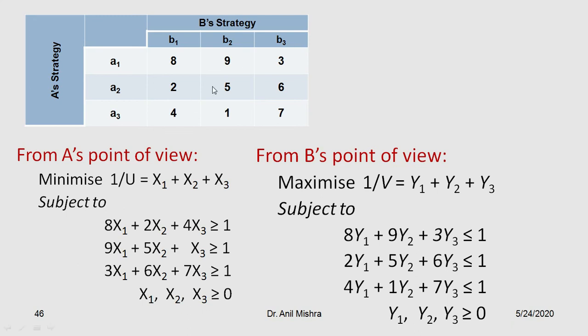Let's say this is the given payoff matrix. This is the payoff of your A matrix. Therefore, from A's point of view, we have to calculate the minimize part of it, 8, 9 and 3 like this. But from B's point of view, the maximize part will be written like this, 8, 2, 4 and so on. It will always be greater than or equal to, because minimize means greater than in the standard format, and maximize means the standard format will be less than or equal to.